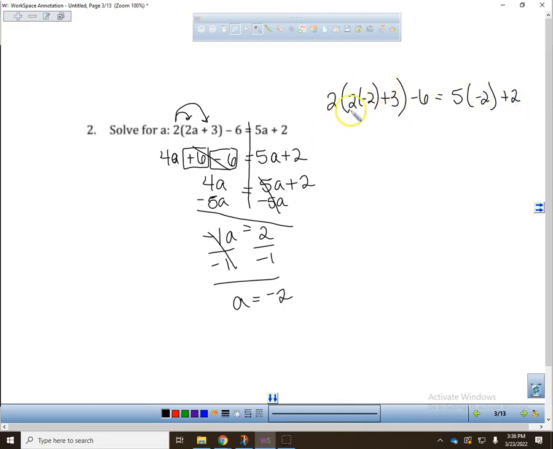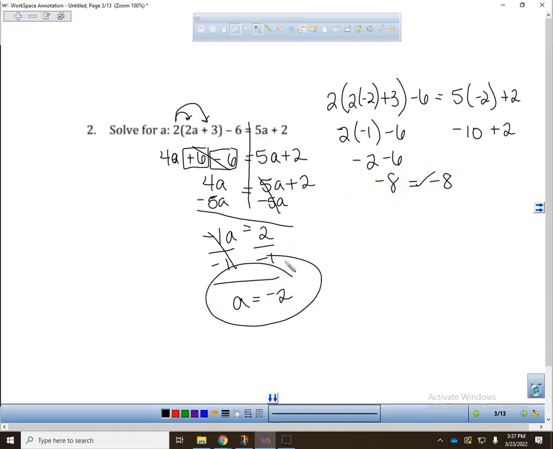So 2 times negative 2 is negative 4. Negative 4 plus 3 is negative 1. 2 times negative 1 is negative 2 minus 6, which is negative 8. Then over here, I've got 5 times negative 2 is negative 10. Negative 10 plus 2 is negative 8. So I know that I've got my answer correct here with a equals negative 2.